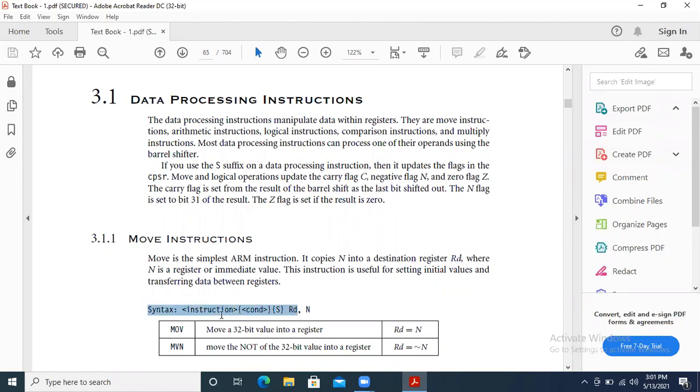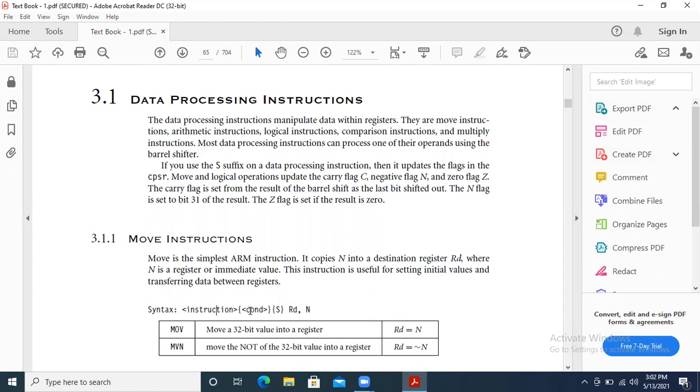Next, the syntax is also given here. You have to write the instruction, MOV. MOV is your instruction. If there is any condition, then you can pass it. The condition is not compulsory here because it is in a square bracket. Whatever is in a square bracket, treat it as not compulsory here.